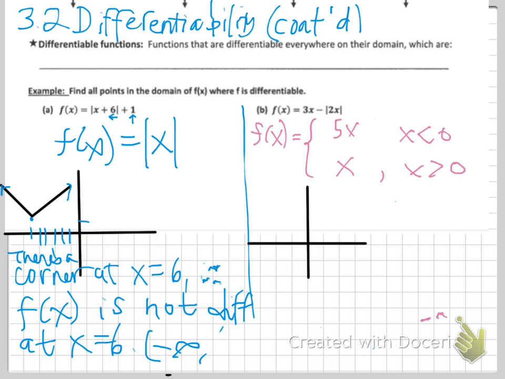All right, so when x is positive, we have the line x. Okay, and when x is negative, we have 5x, so like a different slope, huh? Okay, so what happens at x equals 0? There's a corner there, right?